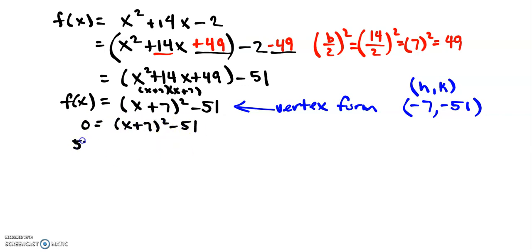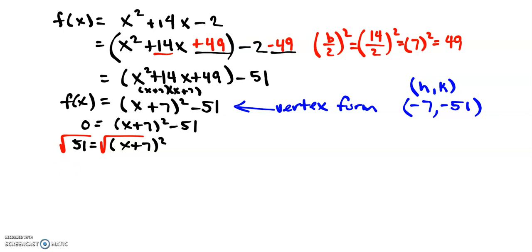Add 51 to the other side. So x plus 7 squared equals 51. We will take the square root of each side. We look at 51 and we can't take the square root of that, and there are no factors of 51 that are perfect squares. So plus or minus comes in.